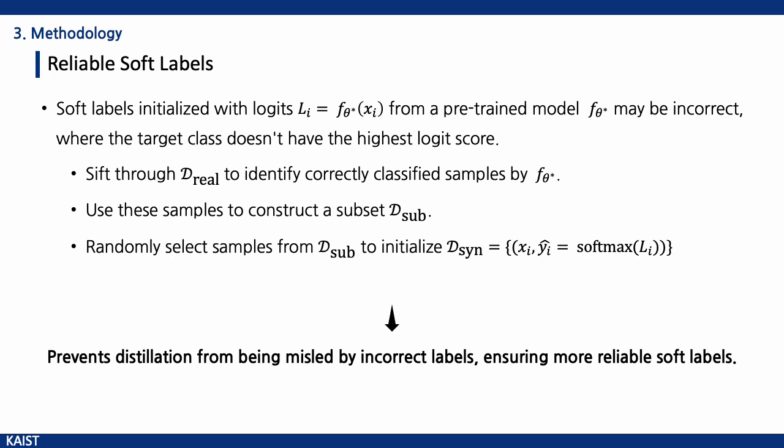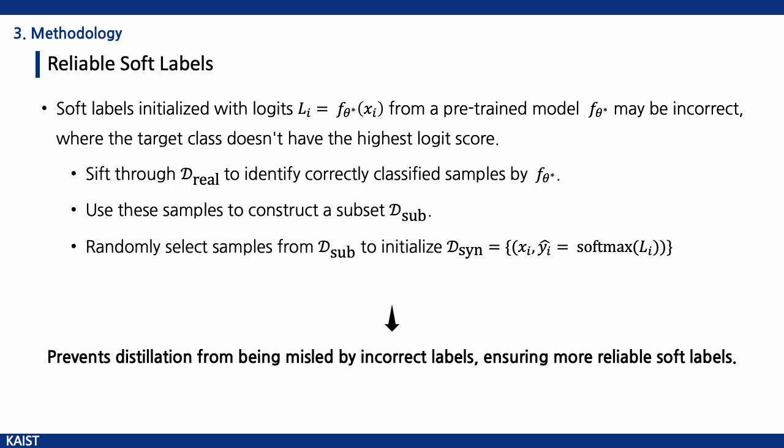Next, the DATM introduces reliable soft labels to enhance the distillation process. Soft labels are initialized using logits Li, which is equal to f theta star xi from a pre-trained model f theta star. However, these labels may be incorrect if the target class does not have the highest logit score. To address this issue, the DATM takes the following steps.